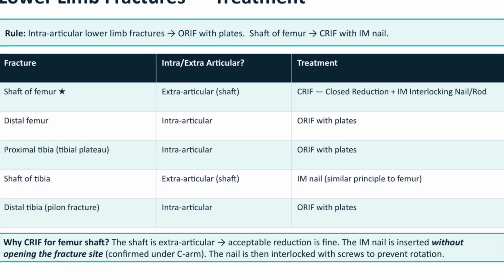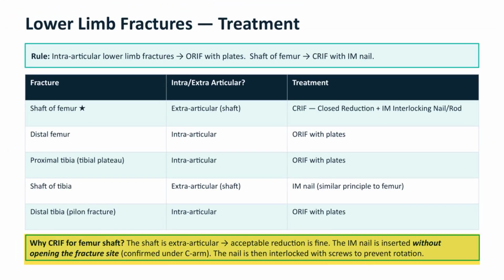So why is CRIF used for the femur shaft? The femur shaft is not an intra-articular fracture, so an acceptable reduction is fine. An intramedullary nail is inserted without opening the fracture site, hence closed reduction, and confirmed under an image intensifier, or C-arm, in the operating theater. The nail is then interlocked with screws to prevent rotation.